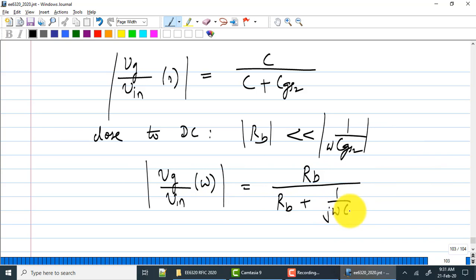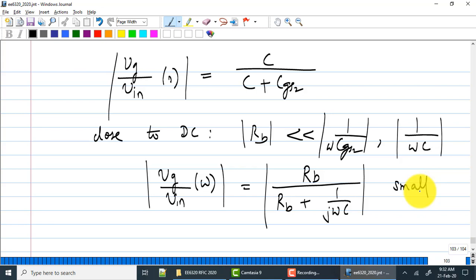As you go down in frequencies, the capacitive impedance of C becomes larger. If you go to frequencies where RB is less than the impedance of both CGS2 and C, this becomes small. Of course, 1 over j omega C is very, very large, so this becomes very small. What happens at DC? It is 0. Vg by Vn is 0.